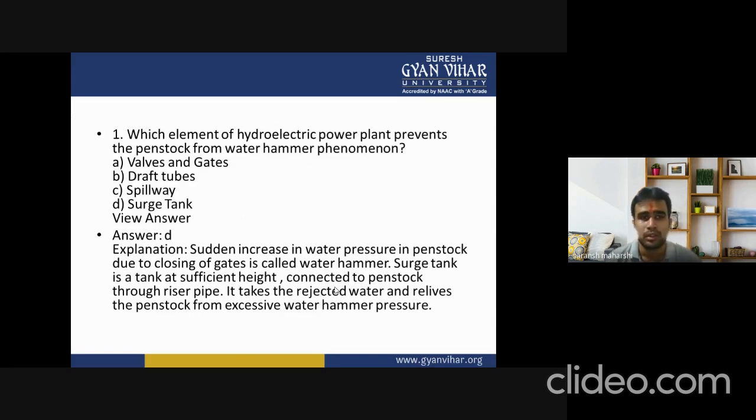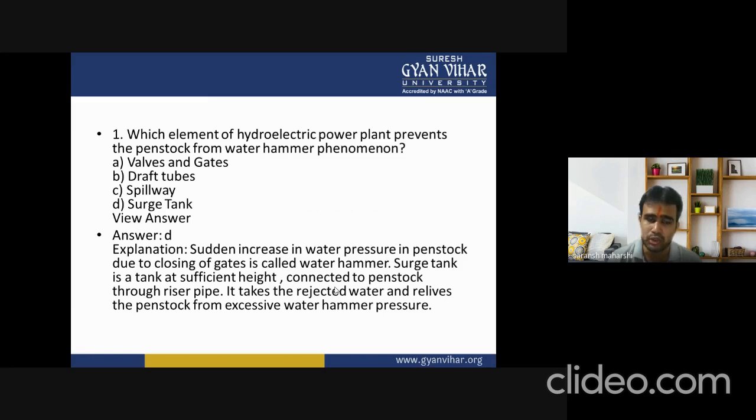Next question. Which element of hydroelectric power plants prevents the penstock from water hammer phenomenon? Option A, walls and gates. Option B, draft tubes. Option C, spillway. Option D, surge tank. So the correct answer is option D, surge tank.